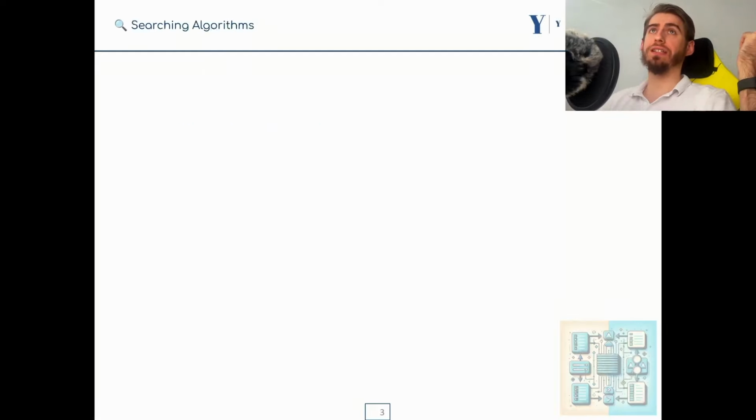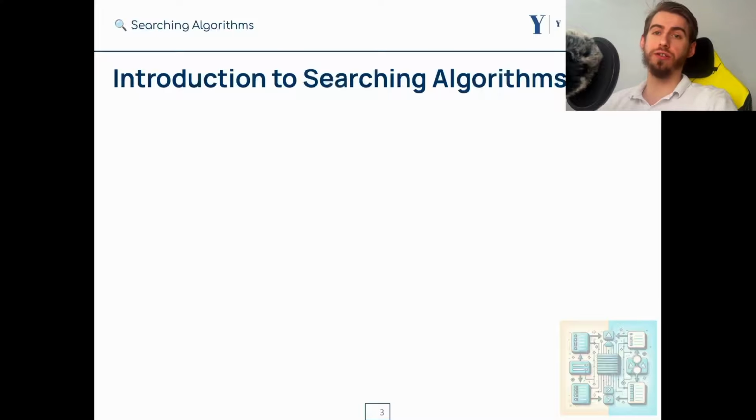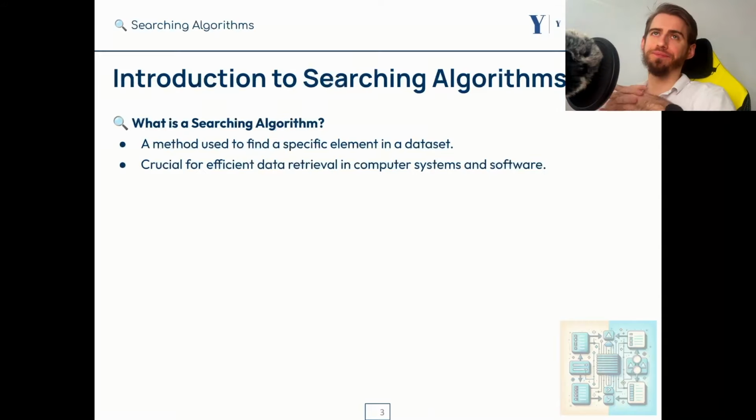So let's start with an introduction to search algorithms, what they actually are and what they are used for. It is basically a way that allows us to find a specific element in a sequence, let's call it a collection or a list, array, etc. And it's crucial for efficient data retrieval in computer science and software, when we are working with databases, with some large information, etc.